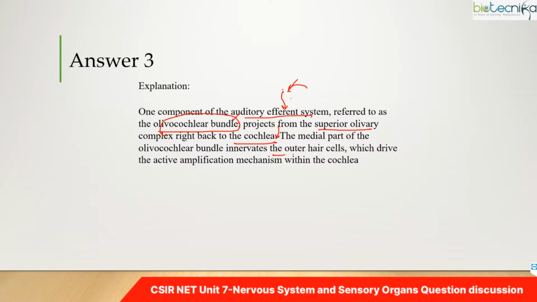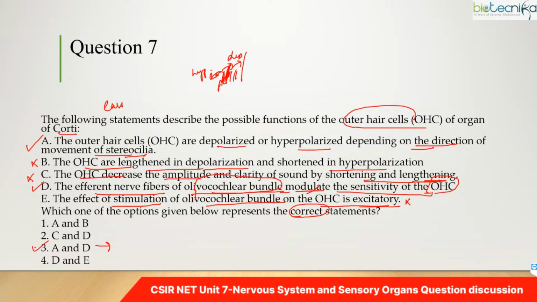it innervates the outer hair cells, meaning it will reach these outer hair cells and play a role in the amplification mechanism. That is why it modulates the sensitivity of the outer hair cells, like how clearly you can hear. That sensitivity modulation is statement D, by the olivocochlear bundle. So A and D is the right answer here.